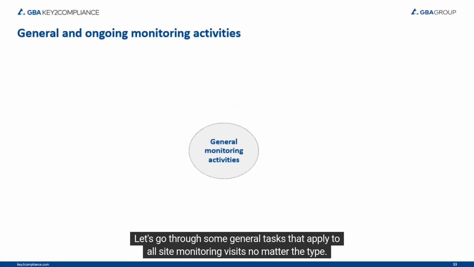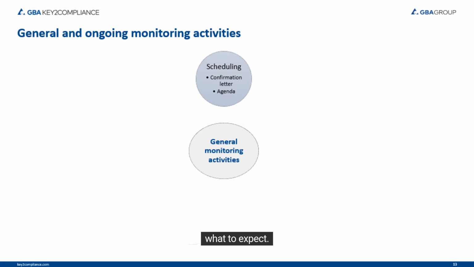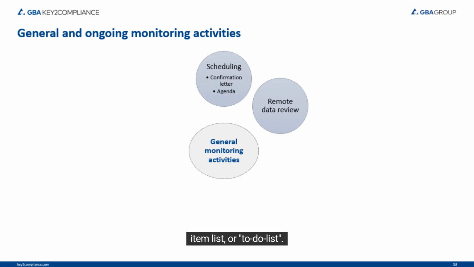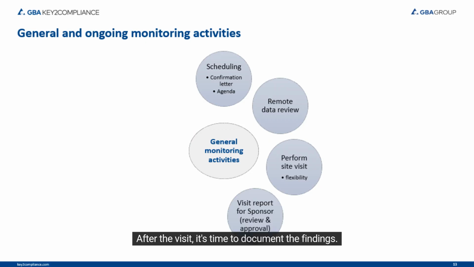Let's go through some general tasks that apply to all site monitoring visits, no matter the type. Once the visit is confirmed, a confirmation letter is sent, usually including an agenda, so the site knows what to expect. Then it's time to prepare. That means remote review of study data and the monitoring report from the previous visit, including the action item list or to-do list. Ideally, the visit goes according to plan, but as things don't always run on schedule, flexibility is needed. After the visit, it's time to document the findings.